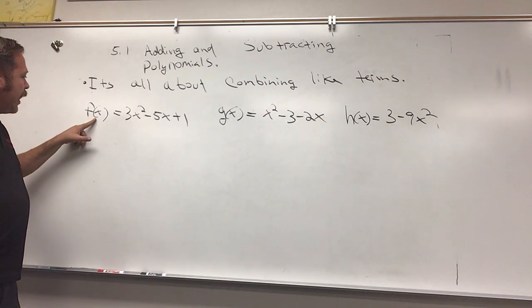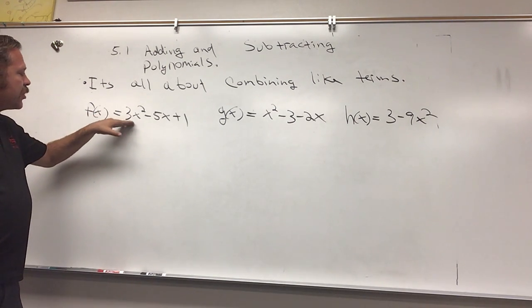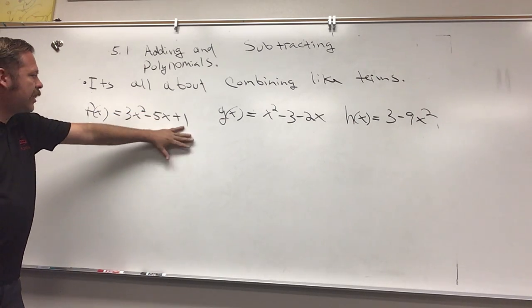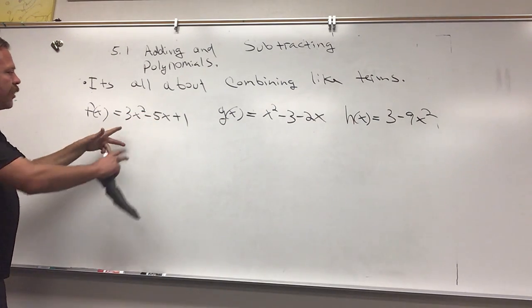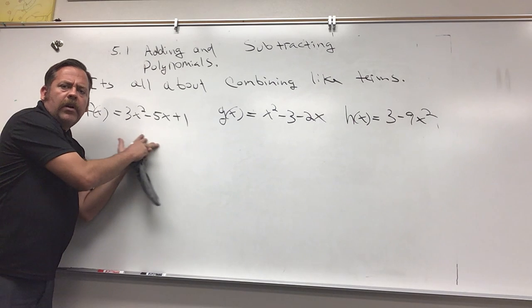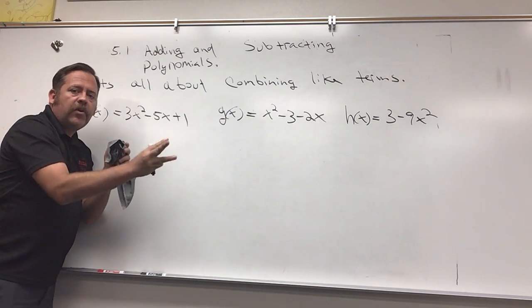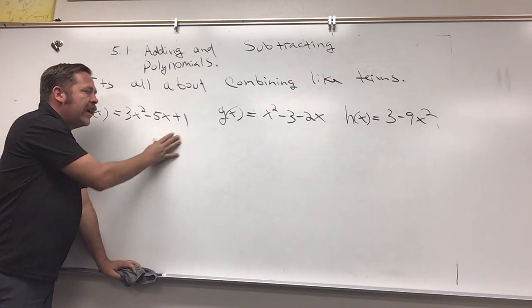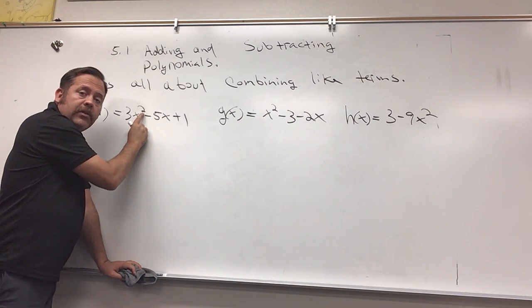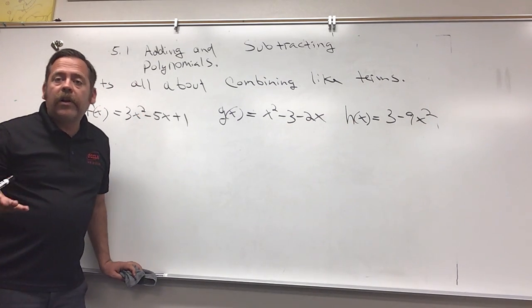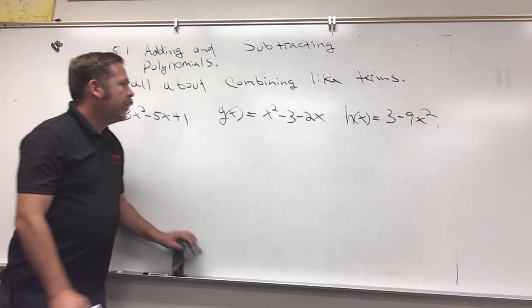f of x is equal to 3x squared minus 5x plus 1. That's one function. So what about this? It's got 3 terms. What can we call a function or a polynomial that has 3 terms? Trinomial, right? So we classify it by the largest degree, which is 2. So it's x squared, or the exponent of 2, is the largest degree because of this x squared. So we would call it quadratic, okay?